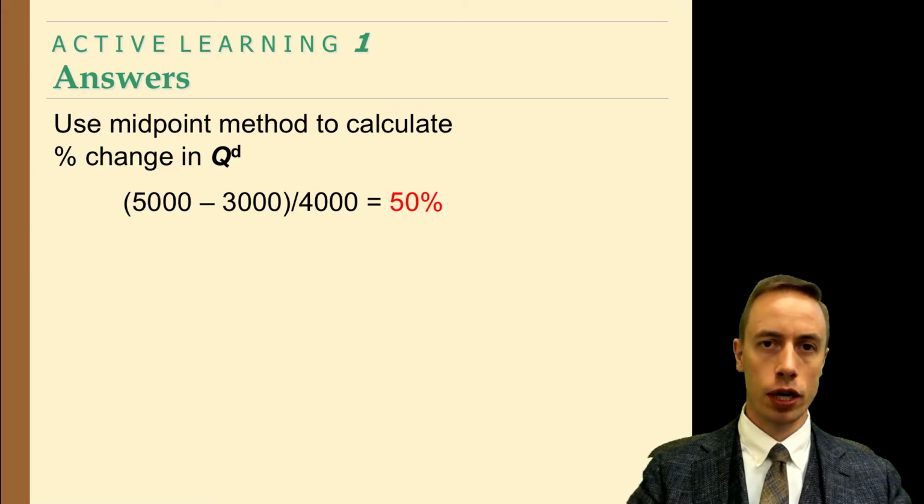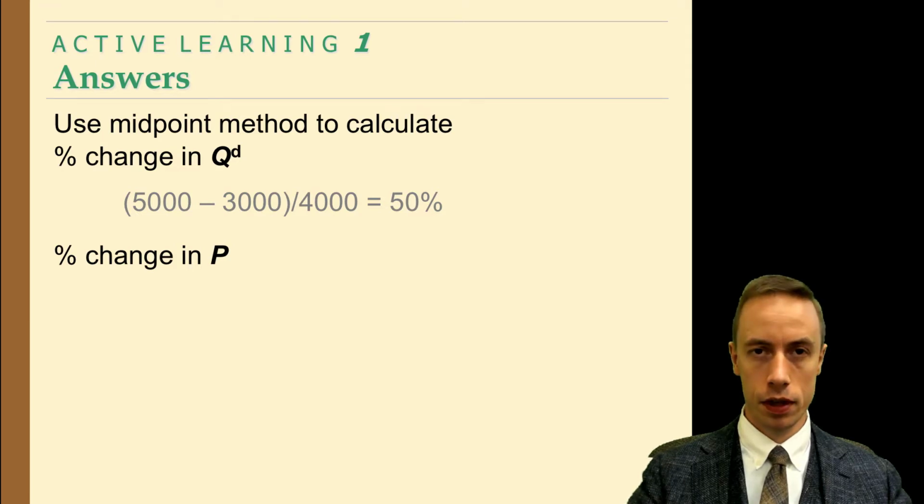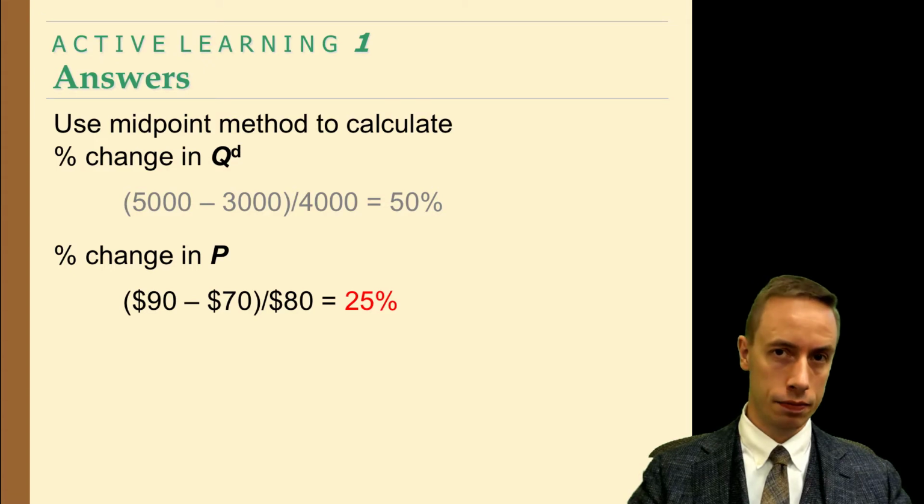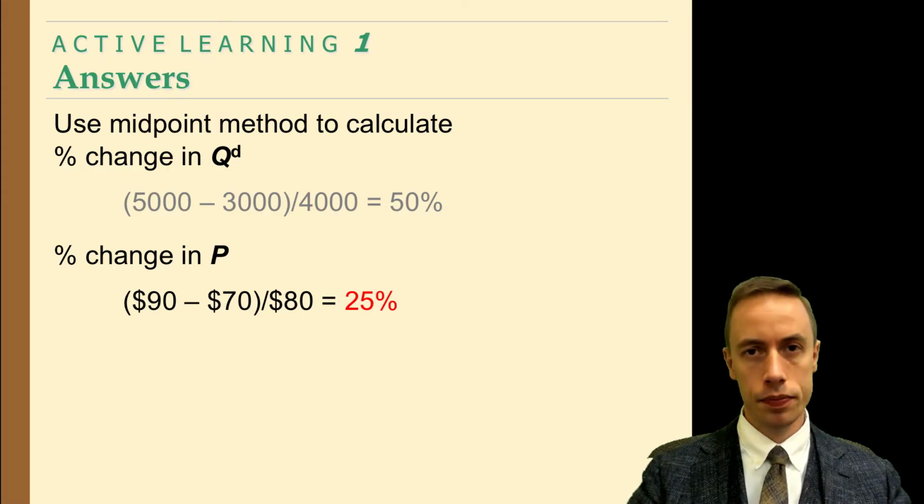Next, let's look at the price. The numbers we're looking at are 90 and 70. The difference is 20. The middle is 80. 20 over 80 is a 25% change.